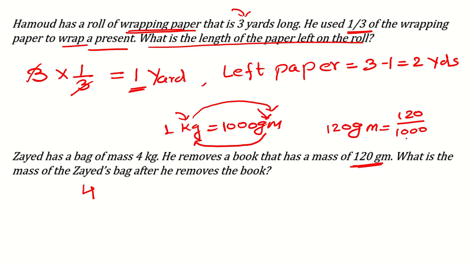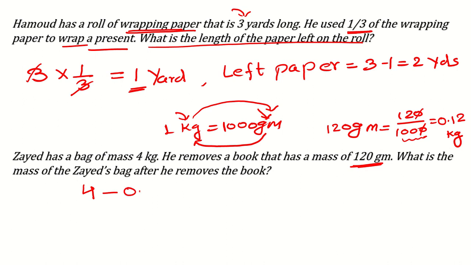Now how many zeros are there down below? Total 3 zeros. So in the numerator you can move the decimal point up to 3 decimal places. Or you can do one more thing: cancel the 1 0 and 1 0. Now you have 12 over 100. So it means 0.12 kilogram. So this much he has removed.